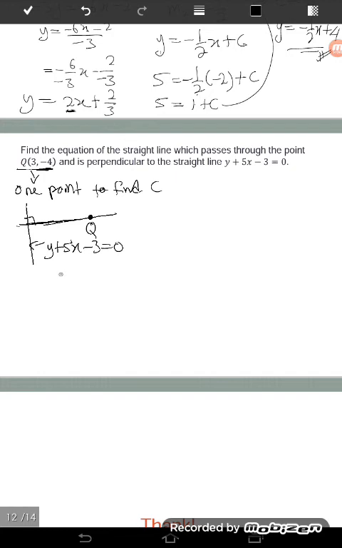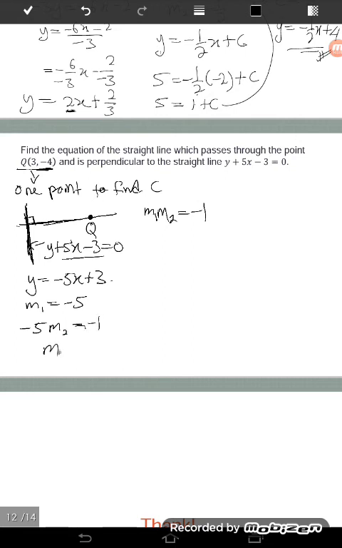Since it is perpendicular, we know m1 times m2 is equal to negative 1. So first we need to find the gradient of this line. Rearrange in the form of y equal to mx plus c: y equal to negative 5x plus 3. So for this line, the gradient is negative 5. Therefore, negative 5 times m2 equal to negative 1, so m2 equal to 1 over 5.